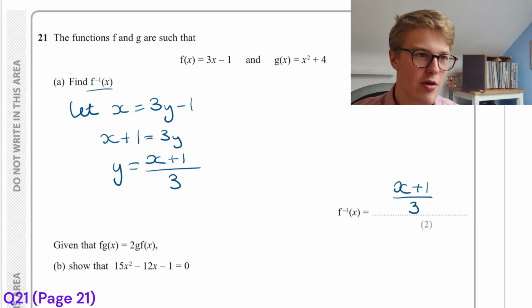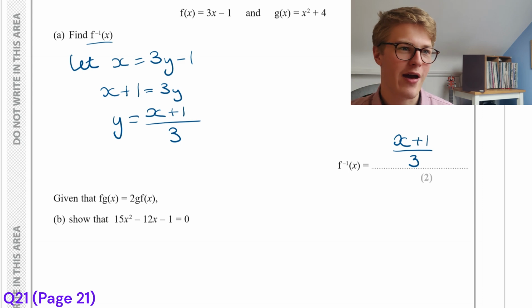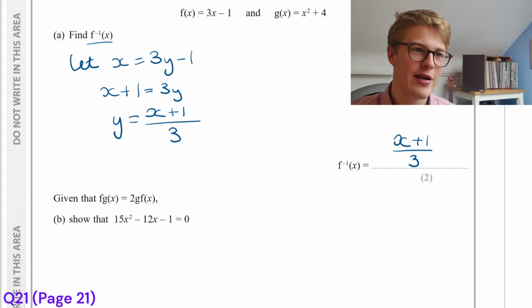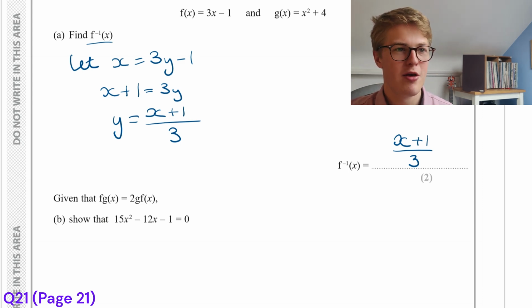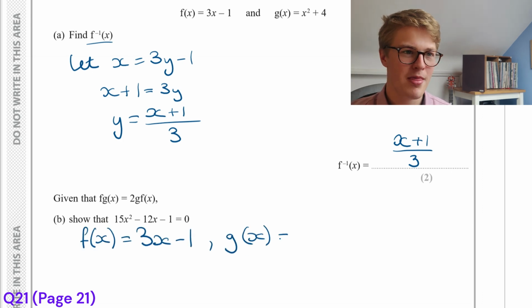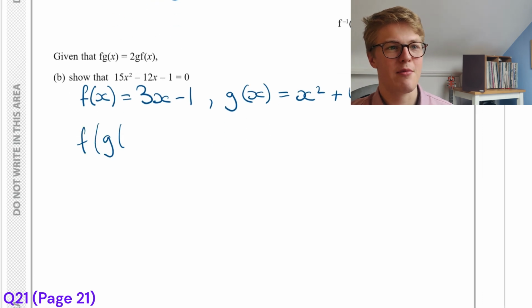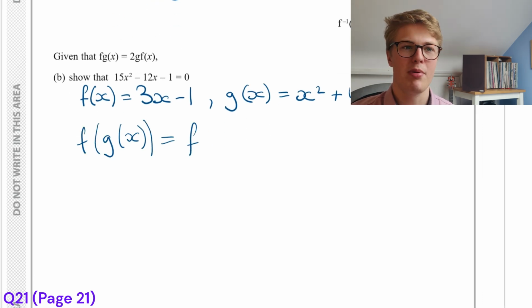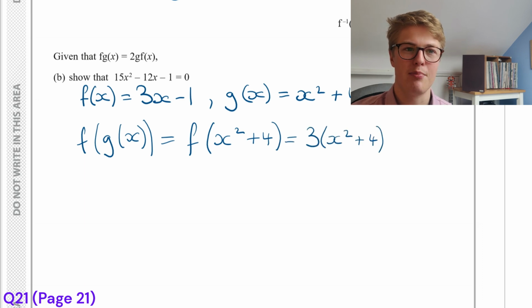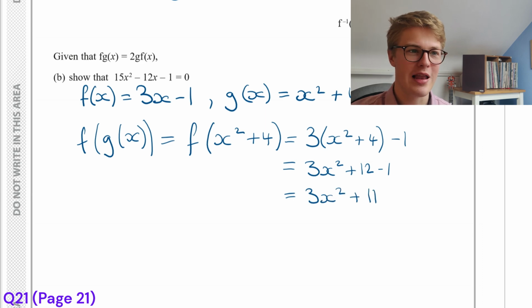Given that fg(x) equals 2gf(x), show that 15x squared minus 12x minus 1 equals 0. So f(x) equals 3x minus 1 and g(x) equals x squared plus 4. f of g(x) is going to be the same as f of x squared plus 4. We replace x with x squared plus 4 for f(x), and that gives us 3(x squared plus 4) minus 1. We expand this and we end up with 3x squared plus 11.